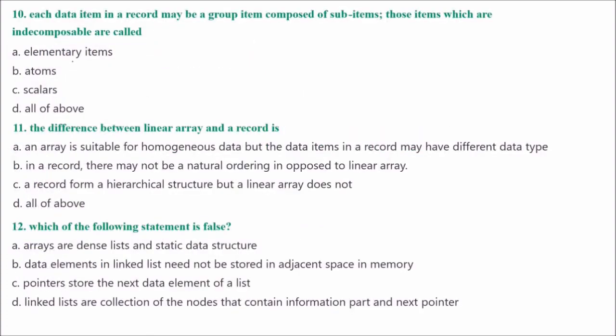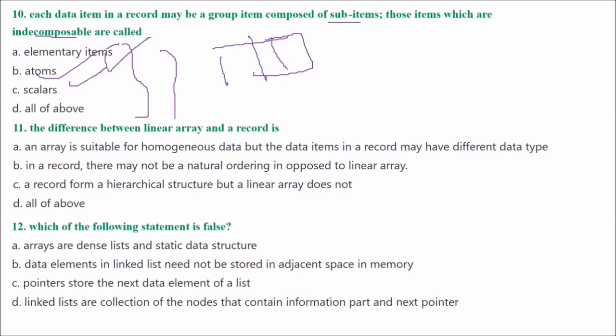Next is each data item in a record may be a group item composed of sub-items. So those items which are indecomposable are called what? So the answer would be the elementary atoms, yes, this is correct. Atoms, yes, scalars also. So we'll go with the D, all of the above.